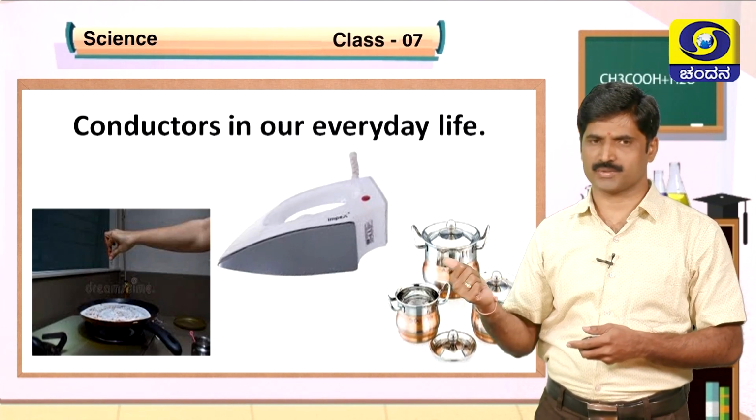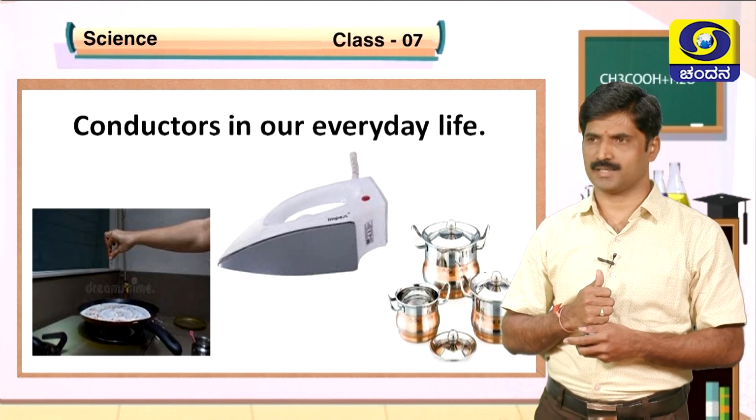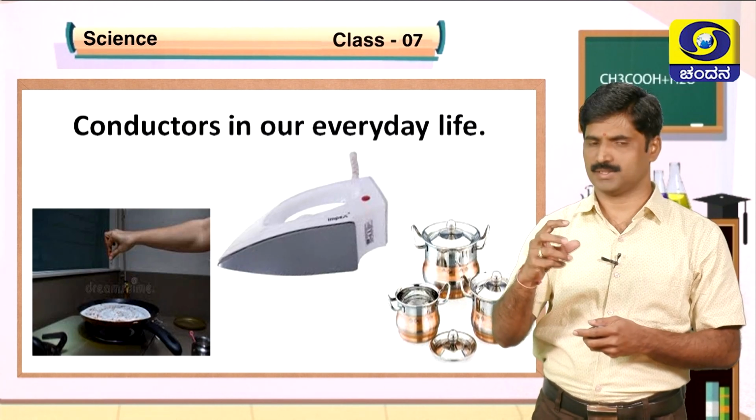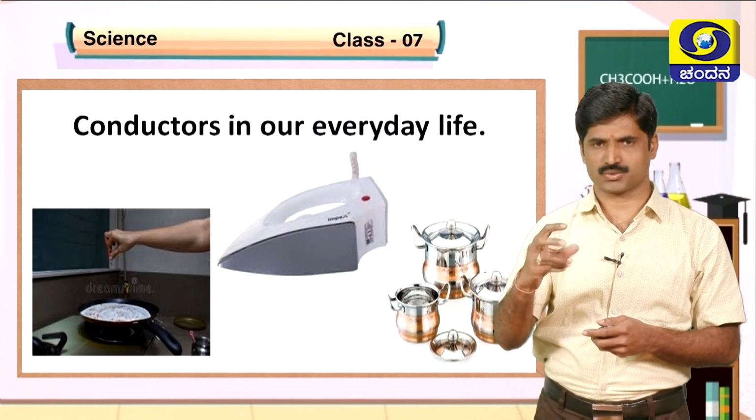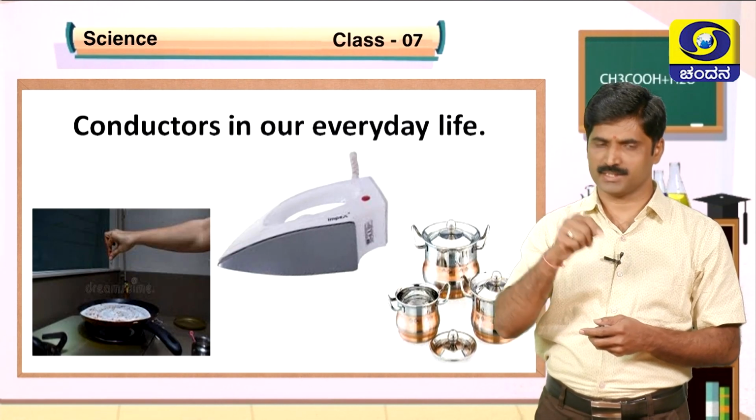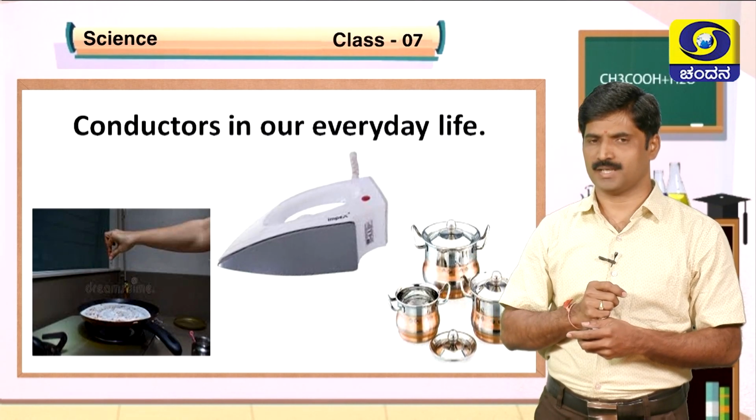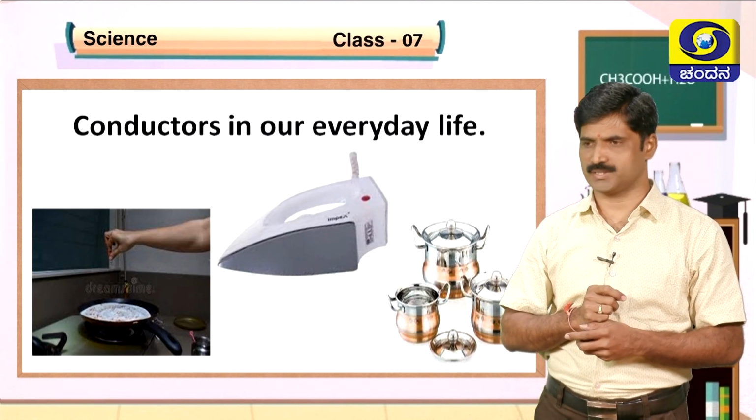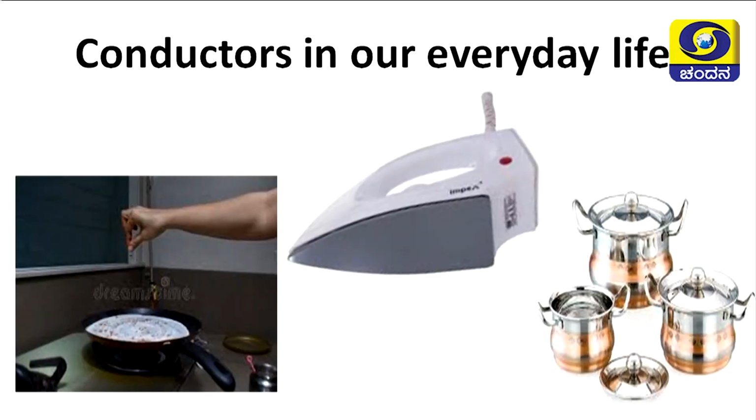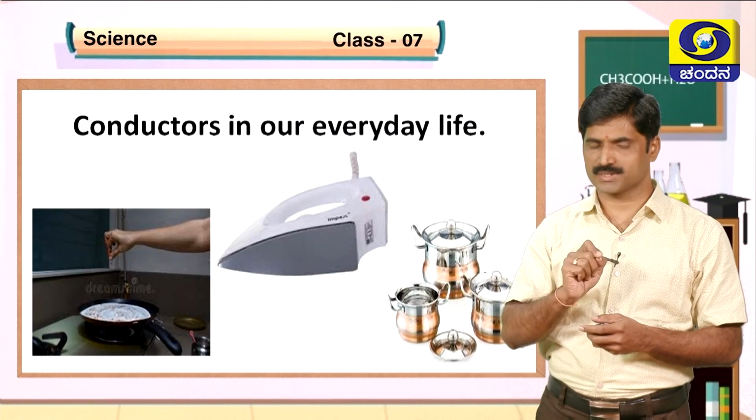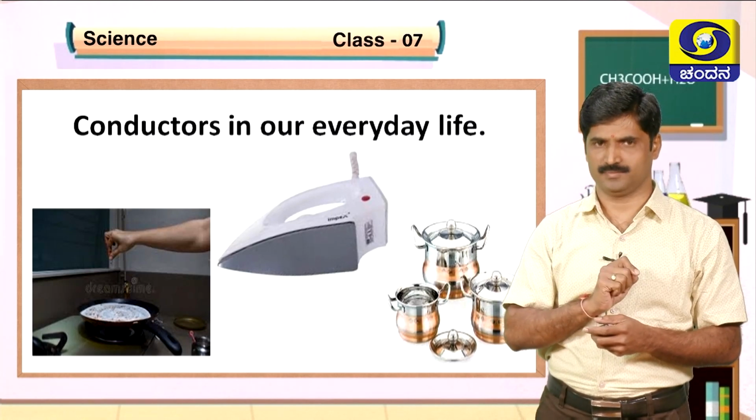In the second picture, you can see it is an electric iron box. When we supply electricity, the coil inside the electric iron box starts to heat and it transfers the heat to the metallic plate. In the third picture, you can see they are copper bottom utensils. Copper is a good conductor. It can absorb more heat and conducts better. So, in all these three situations, we are using the property of conduction.